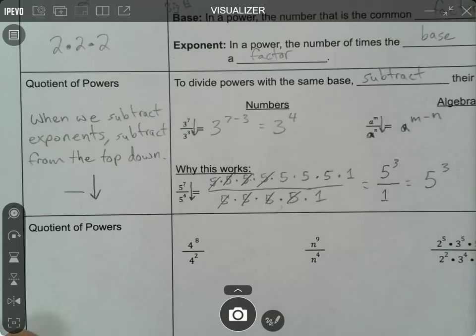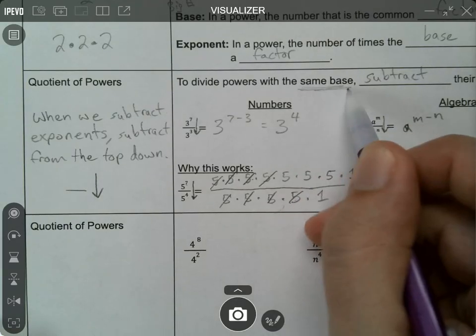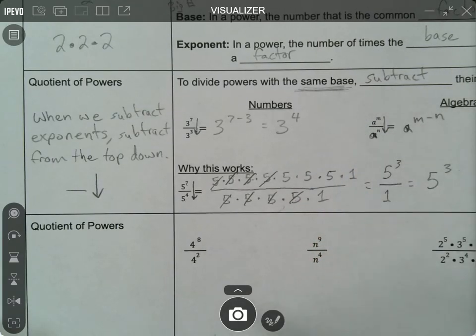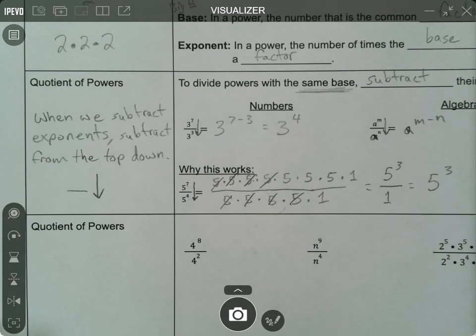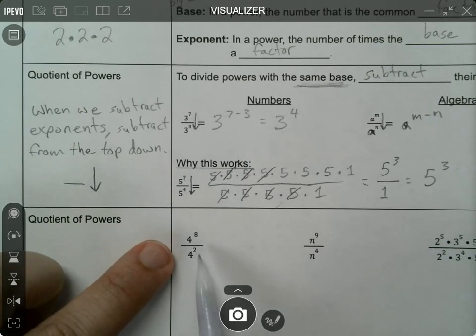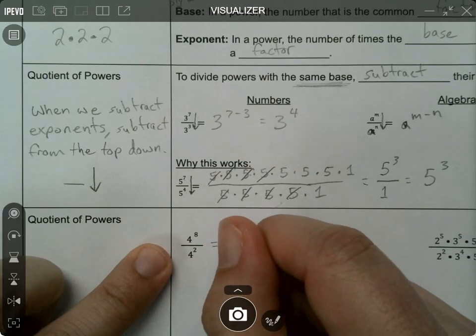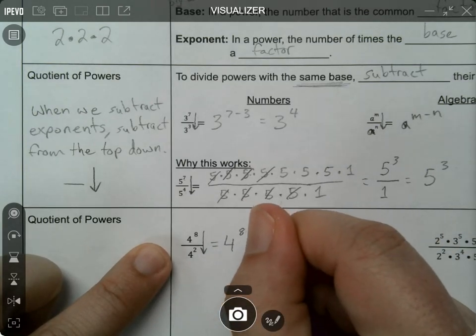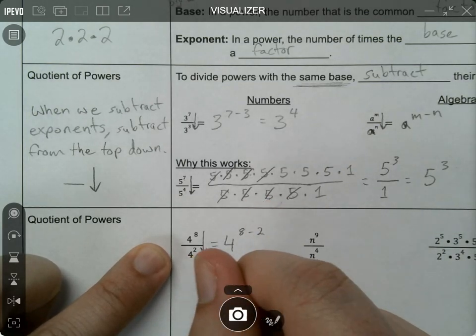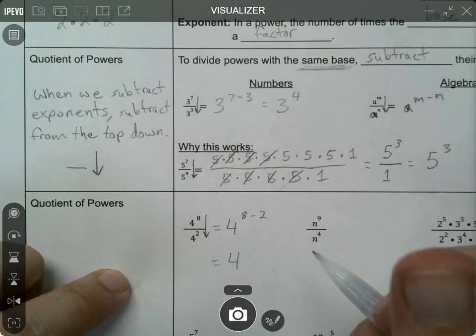Okay. So just take a look at these next couple of examples here, right? Notice that they all have the same base, okay? Every one of these has the same base. Some of them have 2 different bases, and that's okay, right? But for this one, we've got 4 to the 8th power over 4 squared. So my rule, if I use it, top down, should be 8 minus 2. What is 8 minus 2? 6, right?